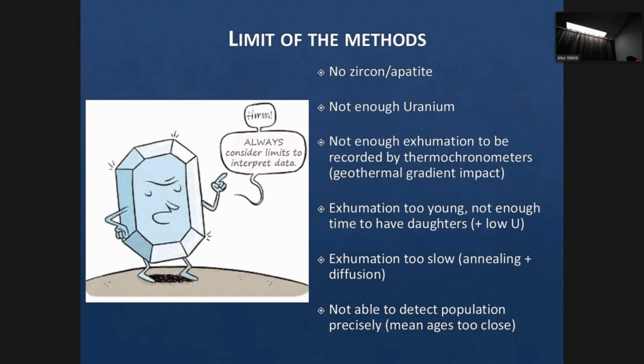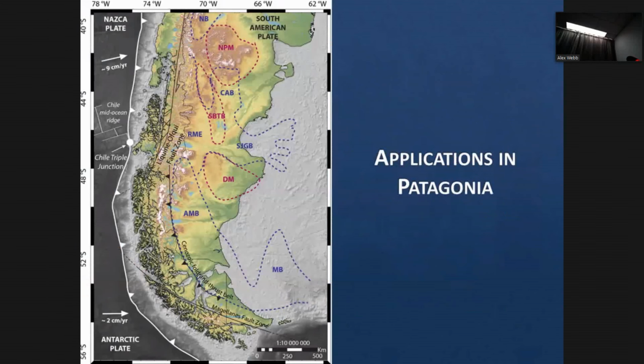If you have a source that cooled at 30 million years and another one that cooled at 40, because we work by statistics, sometimes it's too close, and the software will tell us, oh, we have one population at 35. So sometimes it's very hard to differentiate the sources when the exhumation age is too close.